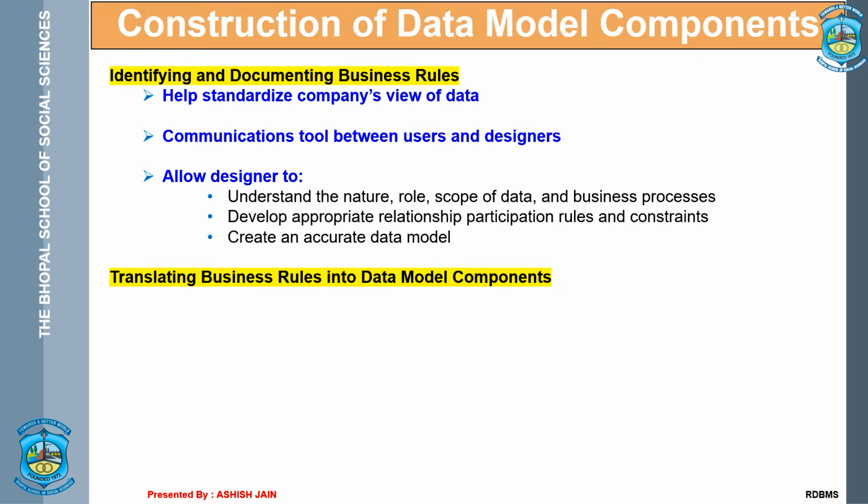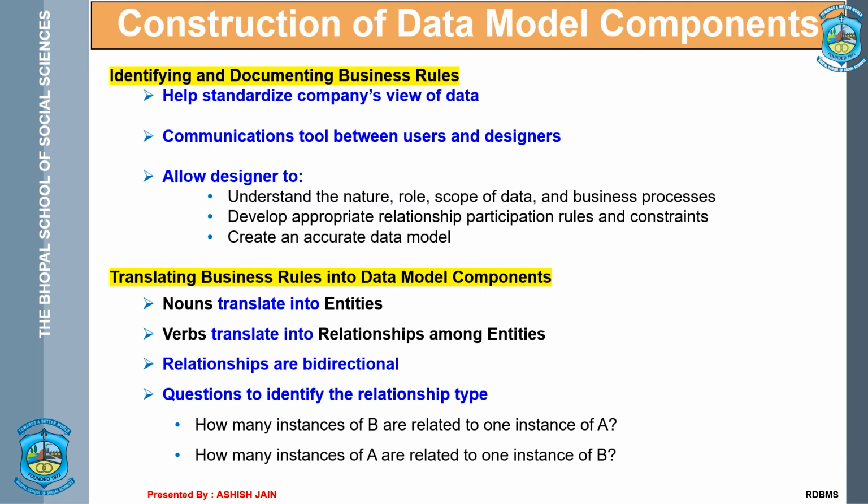Then once we have all the business rules defined and documented, it's time to translate all these rules into data model components. How? Here, all the nouns are translated into entities. For example, employees, managers, customers, right? Vendors, all these are nouns. So they are translated into entities in DBMS.